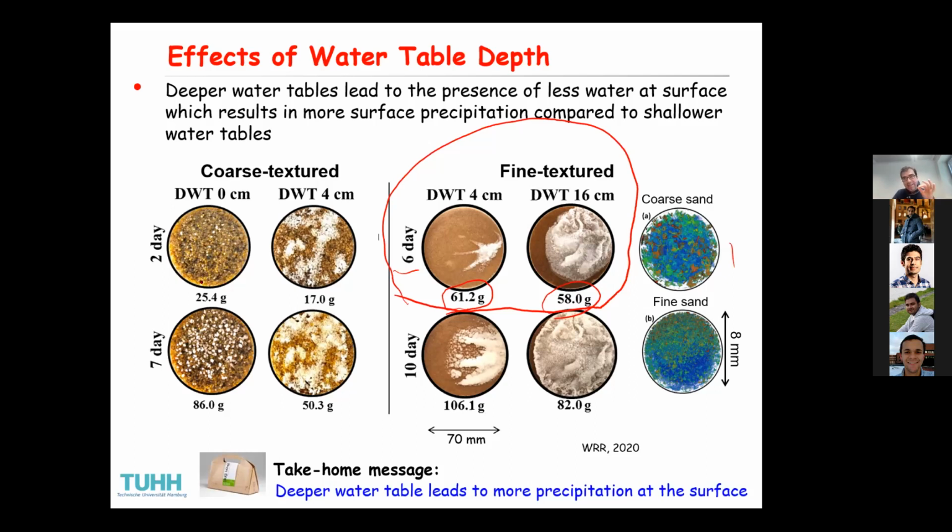I have to highlight here that you must have hydraulic continuity between the water table and the surface. Otherwise, what I explained here is not applicable, because the assumption is you're dealing with a shallow water table, where liquid can reach the surface via capillarity. As long as there is hydraulic connection between the water table and the surface, our experimental results suggest that you have more precipitation at the surface.